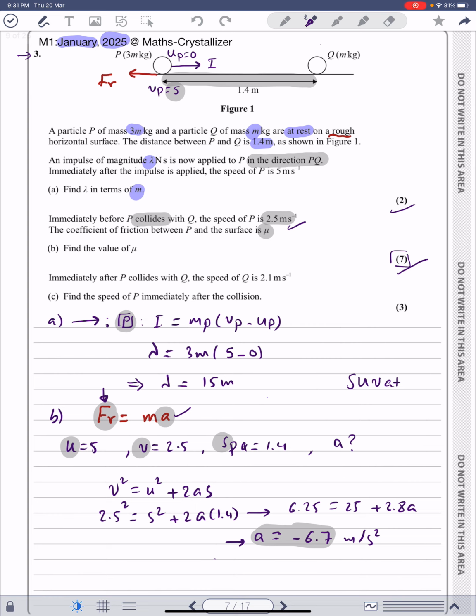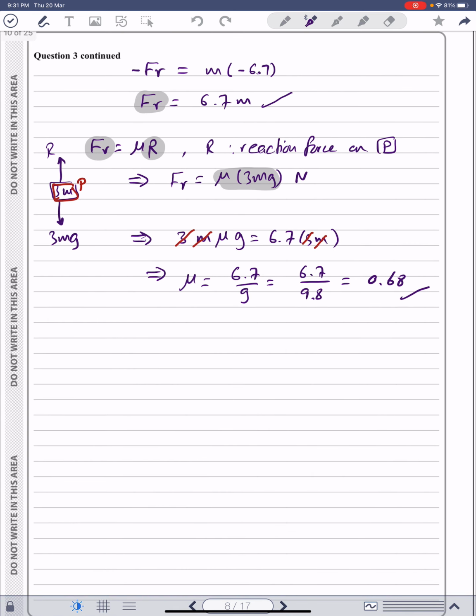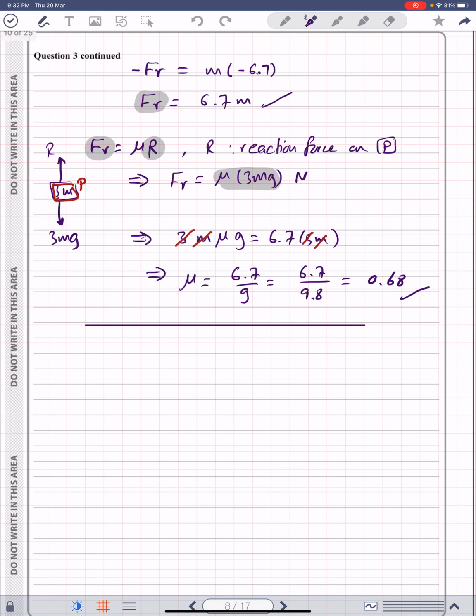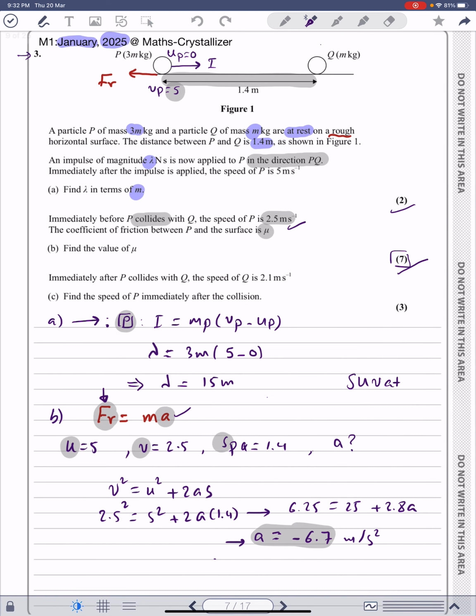Part C, which is the last part, immediately after P collides with Q. So part C now. Let me just organize. Part C, P now collides with Q. All right, what happened? The speed of Q now is 2.1. Better, before you solve anything, even before you write the question, read it. Find the speed of P immediately after the collision.